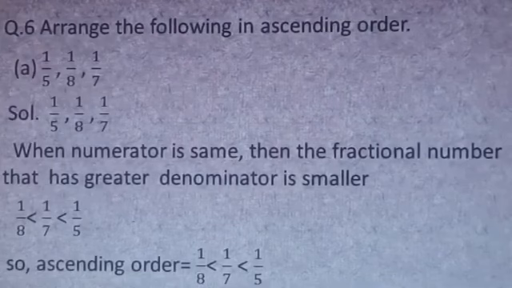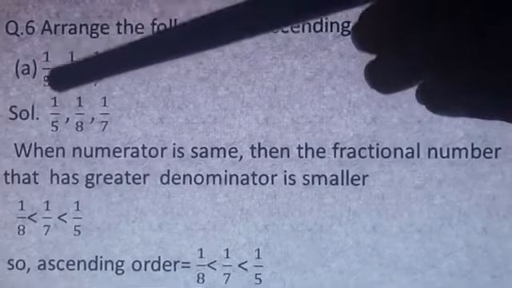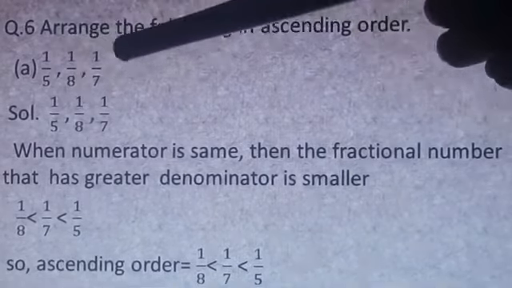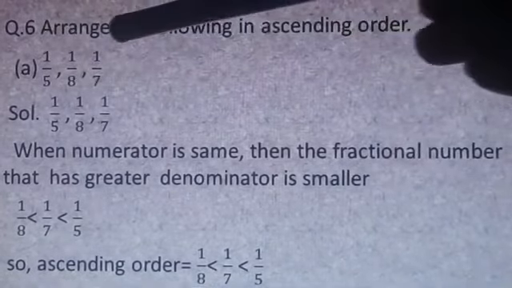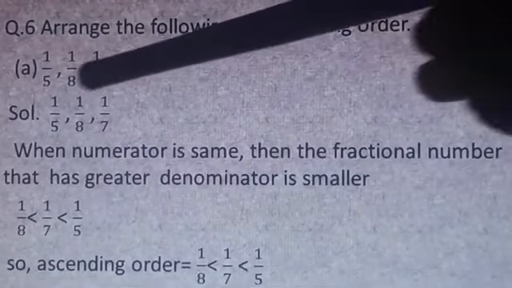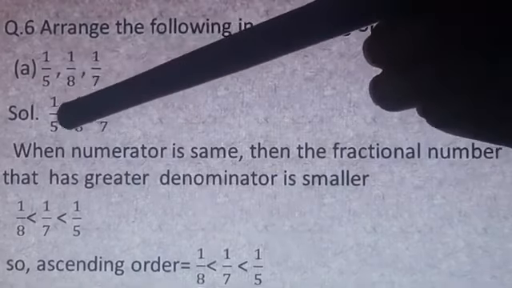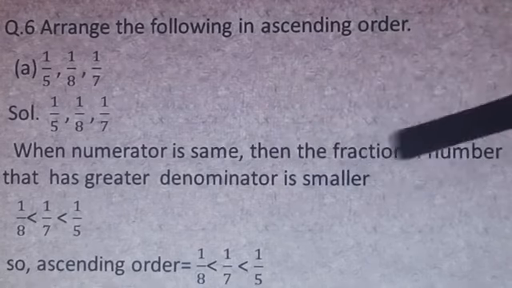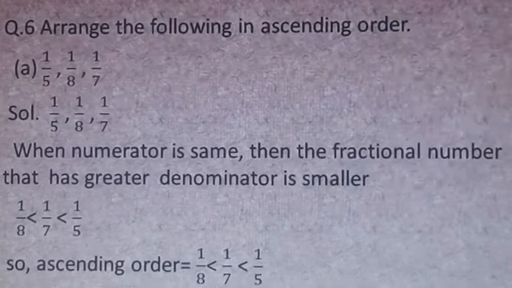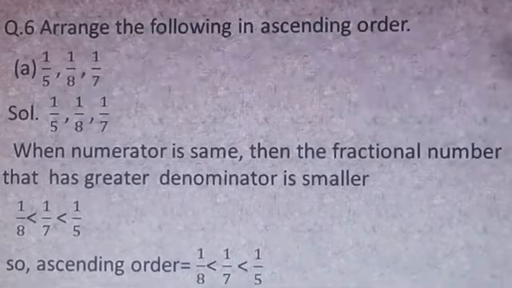Now our next sum is based on ascending order. Arrange the following in ascending order. A part is 1 upon 5, comma, 1 upon 8, comma, 1 upon 7. So see there, the denominators are different but the numerators are the same, 1, 1, 1. So when numerators are the same, then we have to check the denominator. The fractional number that has the greater denominator is the smaller fraction. Understood? So see the greater denominator 8, the next is 7 and next is 5.